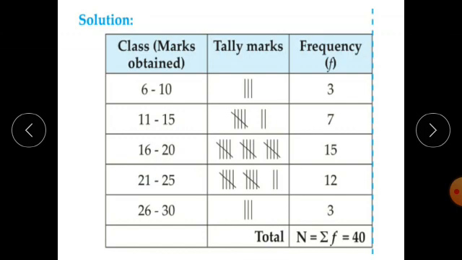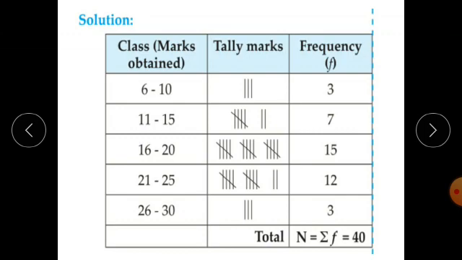So every class has its own lower limit and upper limit. For this class 6 to 10, lower limit is 6 and upper limit is 10. For next class 11 to 15, lower limit is 11 and upper limit is 15. For this class 16 to 20, lower limit is 16, upper limit is 20. And for this class 21 to 25, lower limit is 21, upper limit is 25. And for this class 26 to 30, lower limit is 26 and upper limit is 30.